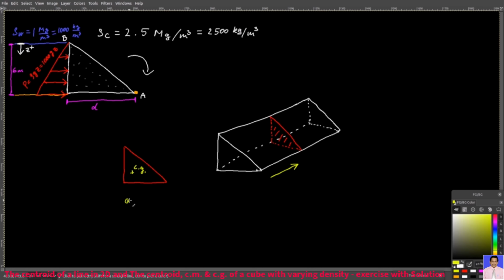Now, since the gravitational acceleration g and the density of the dam rho c are constant, that means that the center of gravity of this cross-section equals the center of mass of this cross-section and also the centroid of this cross-section. So we might as well just find the centroid of this cross-section, and that will also be my center of gravity. So how do you do it?